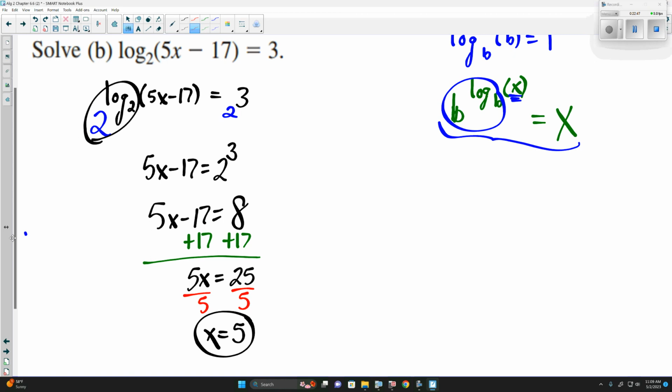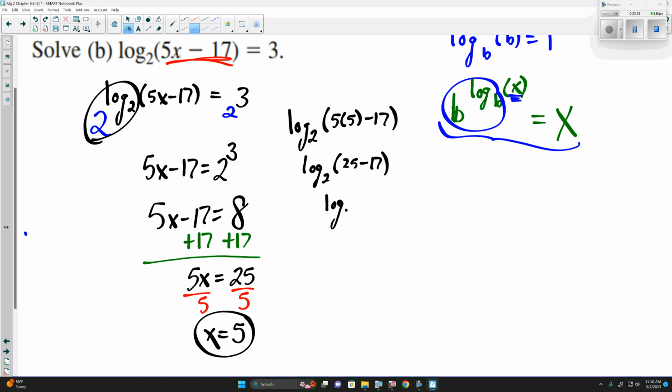The one thing we need to make sure is, one, that it does work, but two, that what's inside these parentheses is not negative or 0. We cannot take log of 0 or a negative number. If we type it back in, log base 2 of 5 times 5 minus 17: 5 times 5 is 25, and 25 minus 17 is 8, and that will indeed give us 3. If we'd gotten negative 8, that doesn't work. We cannot have a negative inside the logarithm. Any questions on this here?